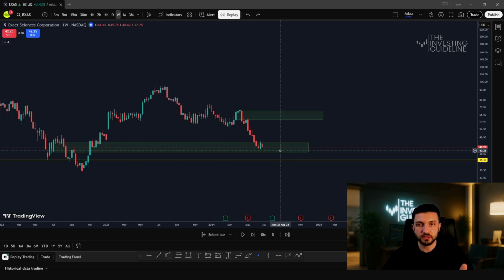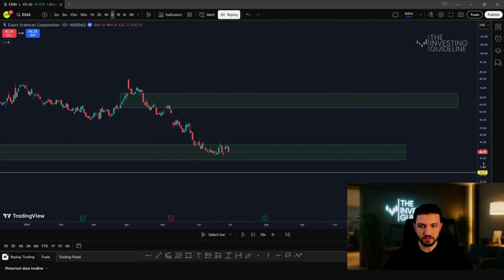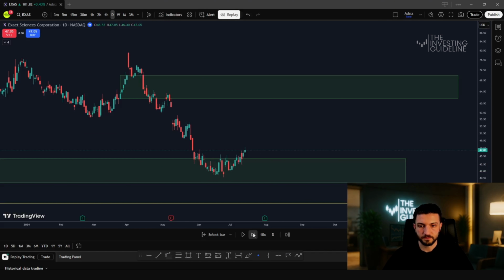I want to execute this trade, but price is showing me no reversal sign. For execution, I need to go to the daily chart, because I define all my levels and analyze the price chart in the monthly chart. So let's go to the daily chart, and I need to see some reversal forming in this green box. Let's replay a little bit. So our reversal nicely formed here.